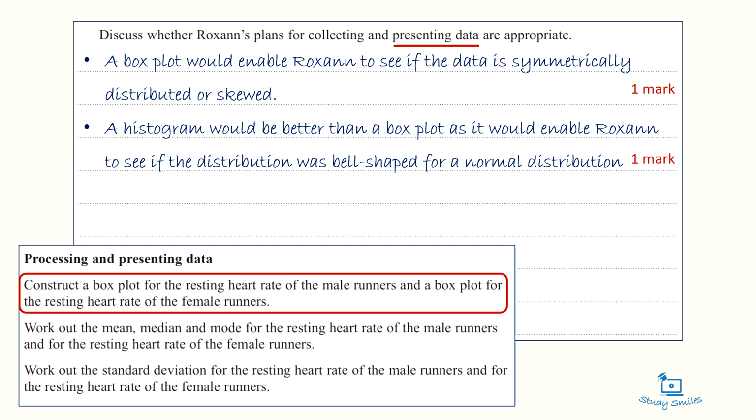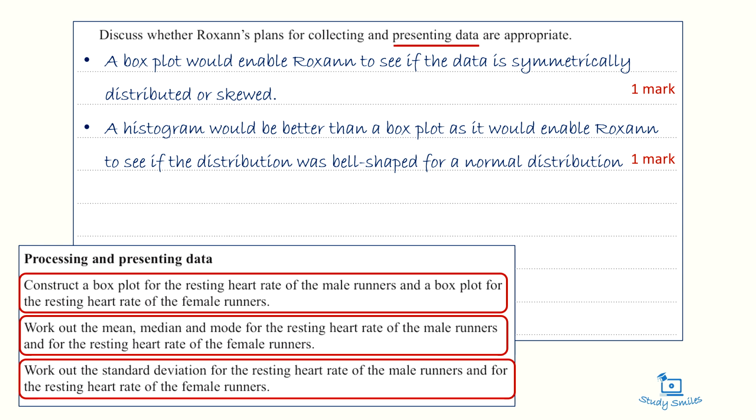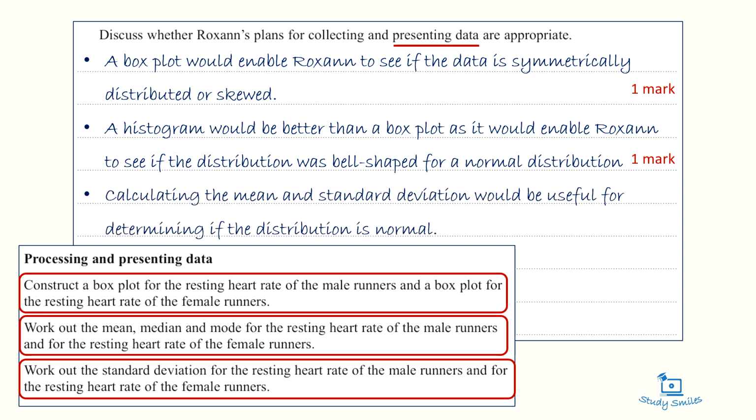The question also says that Roxanne plans to work out the mean, median and mode for the resting heart rate of the male runners and the resting heart rate of the female runners, as well as to work out the standard deviation for the resting heart rate of the male runners and for the resting heart rate of the female runners. So I'm going to say calculating the mean and standard deviation would be useful for determining if the distribution is normal. And that would get me another mark.